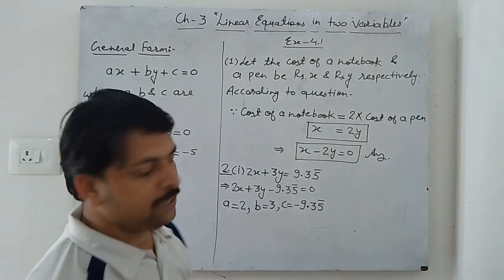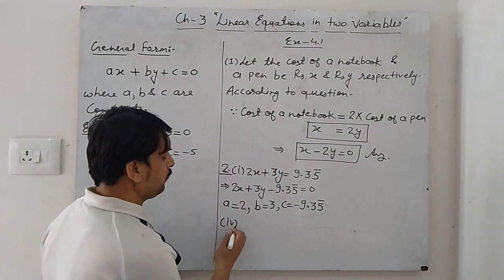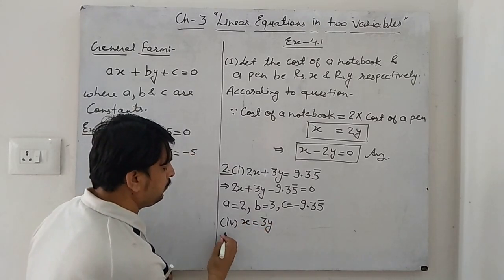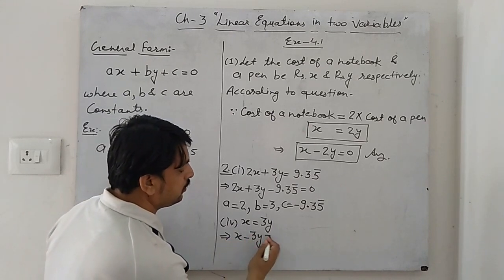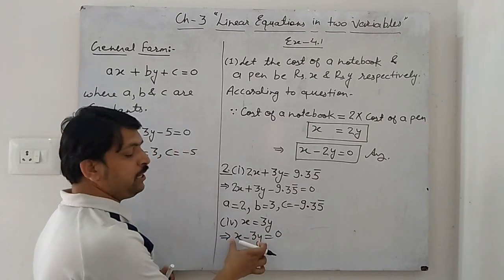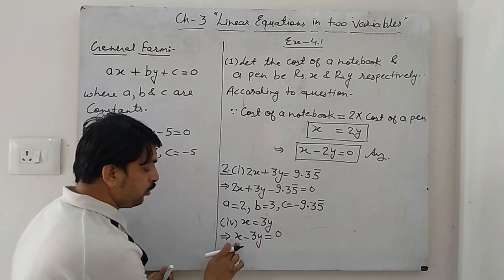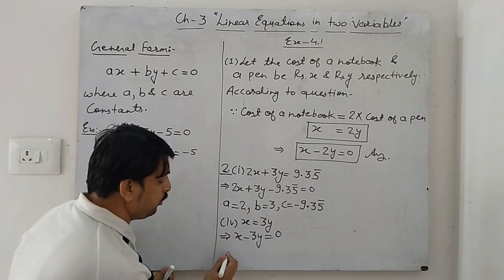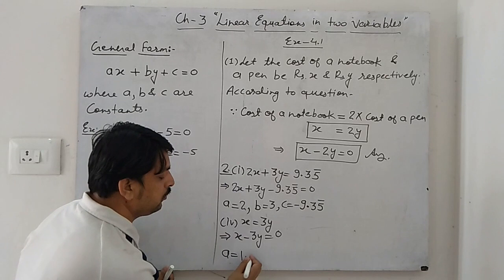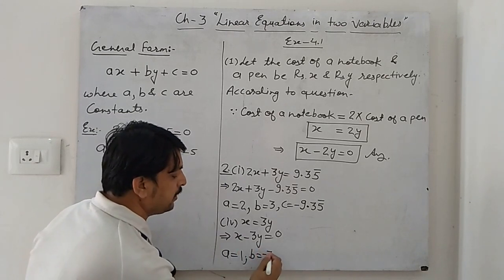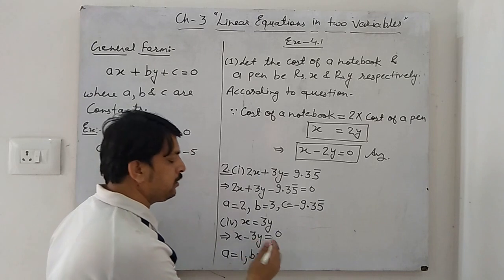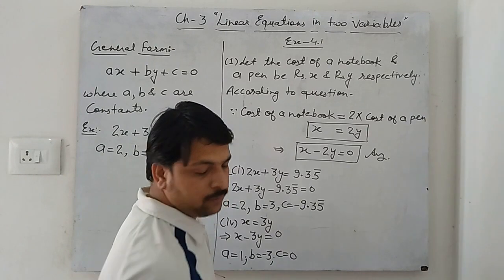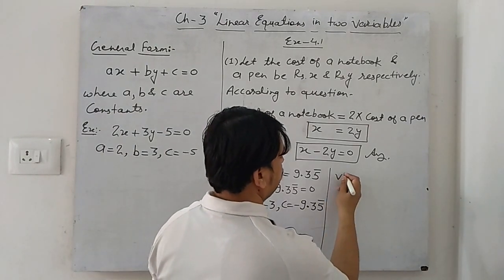Now the fourth part is x equal to 3y. Students, 3y can be shifted to the left hand side, so x minus 3y equal to 0. There is no constant term. For the coefficient of x, there is no number, which means the coefficient of x is 1. So the value of a is 1. The value of b, the coefficient of y, is minus 3. And there is no constant term, so the value of c will be 0. Clear?